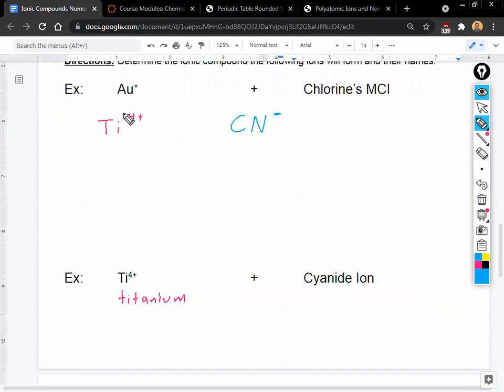Now, which one do I need more of, titanium or cyanide? Yeah, cyanide, because it's -1. Specifically, how many cyanide do I need in total? 4, good. We need 4. That way we can have 4 of them and they can balance out the titanium's +4.